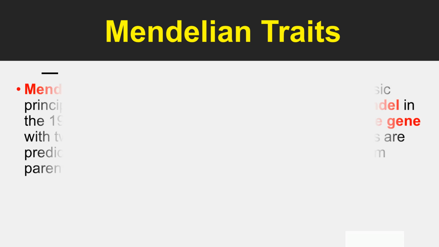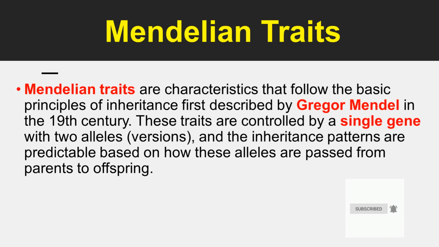Mendelian traits are characteristics that follow the basic principles of inheritance first described by Gregor Mendel in the 19th century. These traits are controlled by a single gene with two allele versions, and the inheritance patterns are predictable based on how these alleles are passed from parents to offspring.